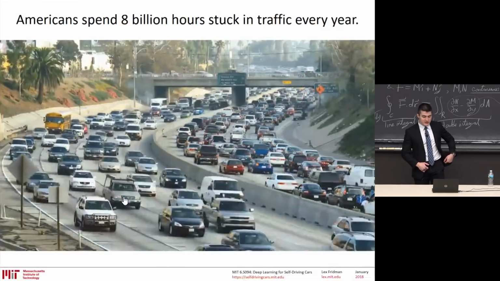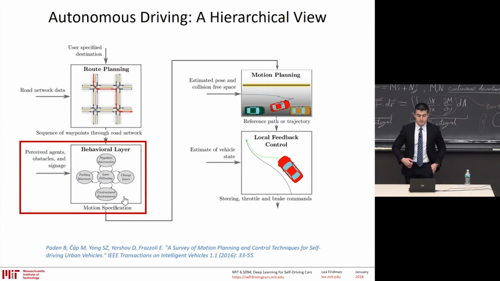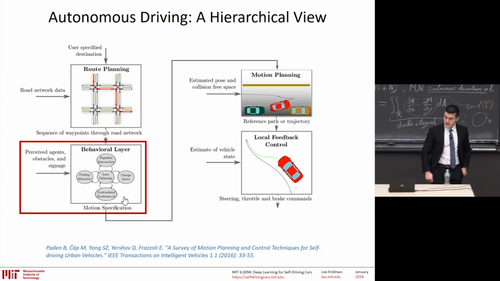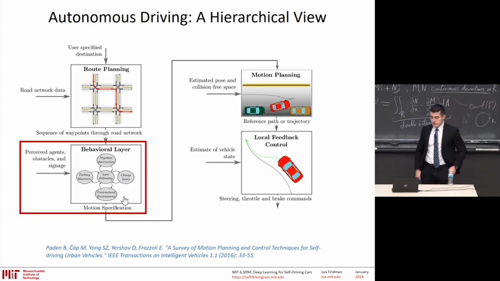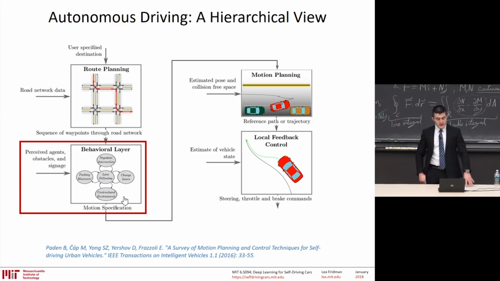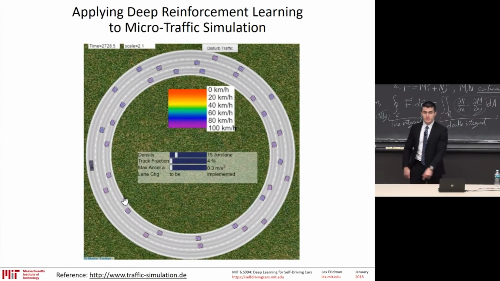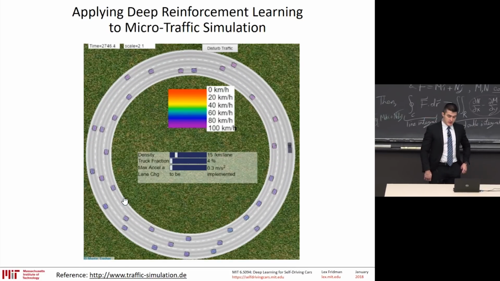And the 8 billion hours stuck in traffic. America's pastime. So we tried to simulate driving, the behavioral layer of driving. So not the immediate control, not the motion planning, but beyond that, on top of those control decisions, the human interpretable decisions of changing lane, of speeding up, slowing down. Modeling that in a micro-traffic simulation framework that's popular in traffic engineering, the kind shown here.